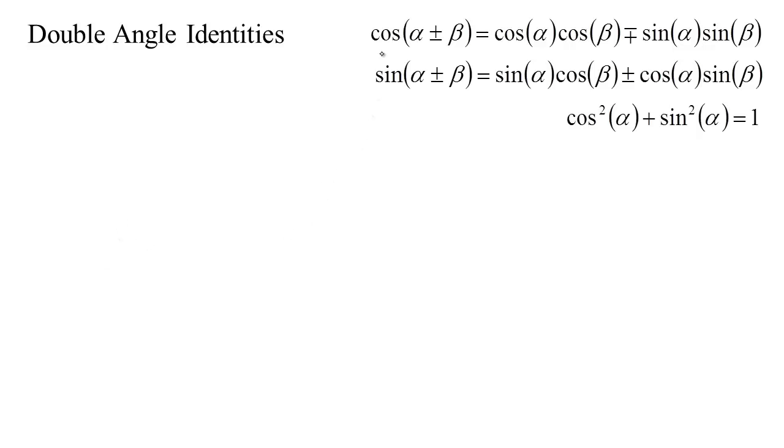Here are some that come from these key 5 that are going to be pretty important to us. What if we had the cosine of 2 times some angle? We could think of that as the cosine of the first, the cosine of alpha plus alpha.